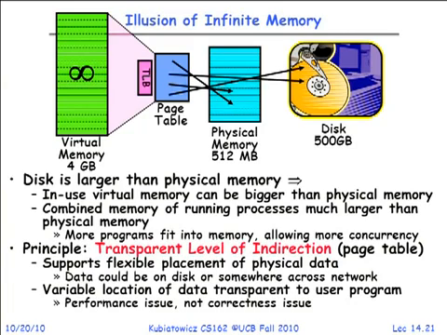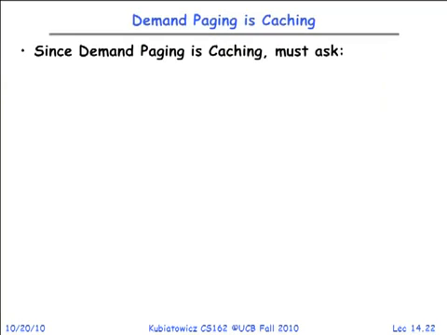Okay? So, demand paging, I didn't really say what demand paging is. So the idea is, on demand, I go to access a page. If it's not in memory, somebody pulls it in off the disk for me. So on demand, I get a page.